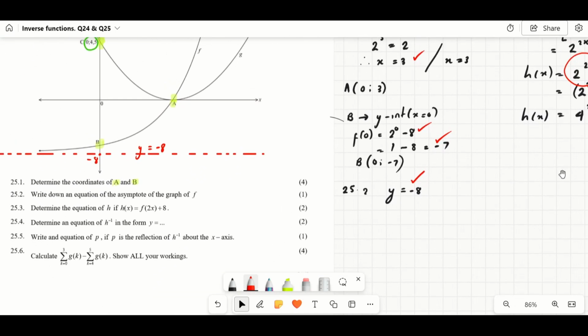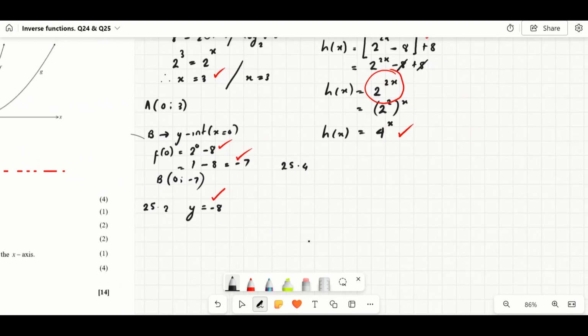25.4. Determine an equation for h inverse. Remember, we have our h from the previous question. It is this one. So h inverse, let me write this in terms of y and x.